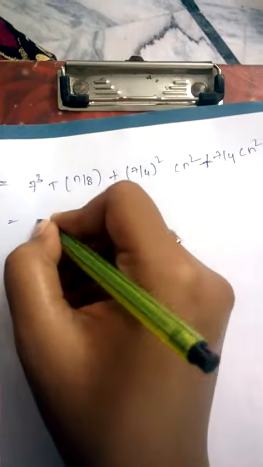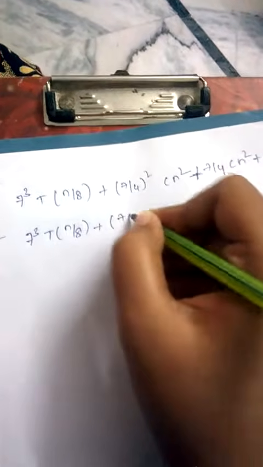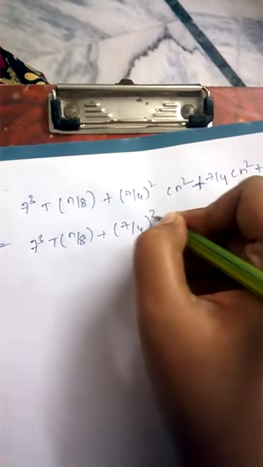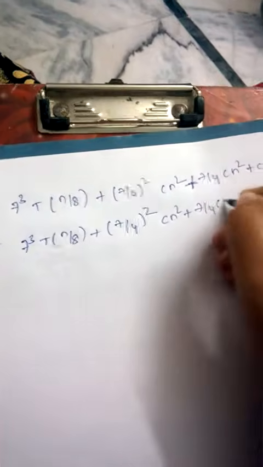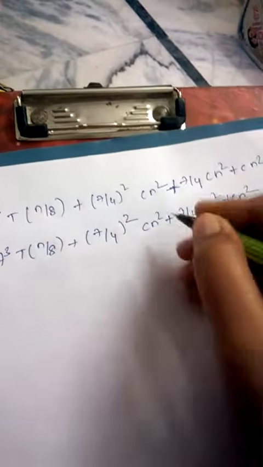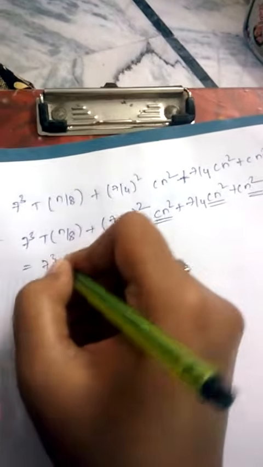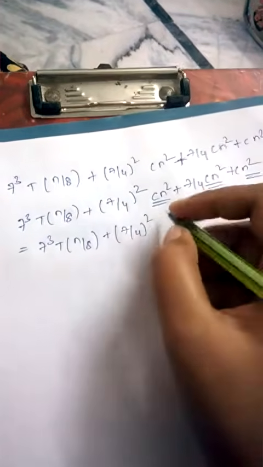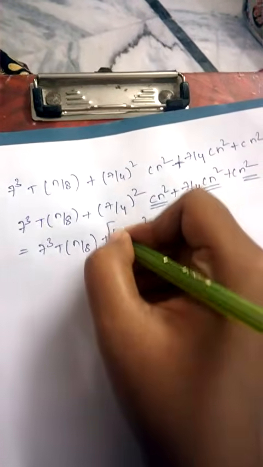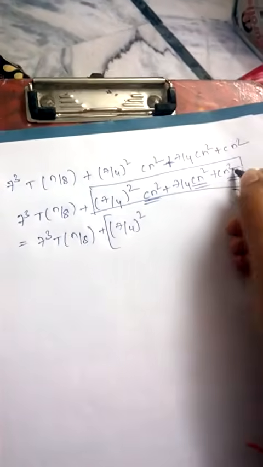Now 7 cube T of n by 8 plus 7 by 4 whole square cn square plus 7 by 4 cn square plus cn square. Now we can observe there are 3 cn squares. Let's take it as common, which will give, if we take cn square common, we can clearly see cn square is common.